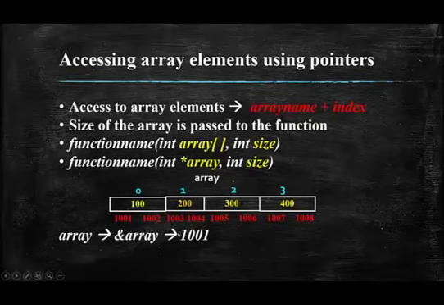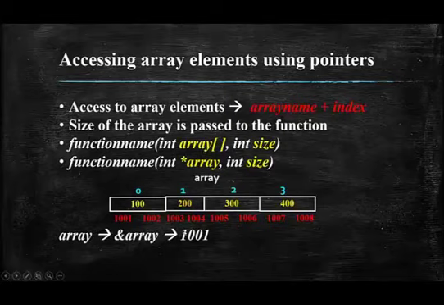So in this particular example, 1001 is the address of the first array element, that is 100, or 1001 is the address of the 0th index element of the particular array. So remember again, whenever you are giving the name of the array as an input argument in the function definition, the memory address of the first element is being pointed. So basically this particular array name will act as a pointer variable, and it will point to the address of the first element that is present inside your array.